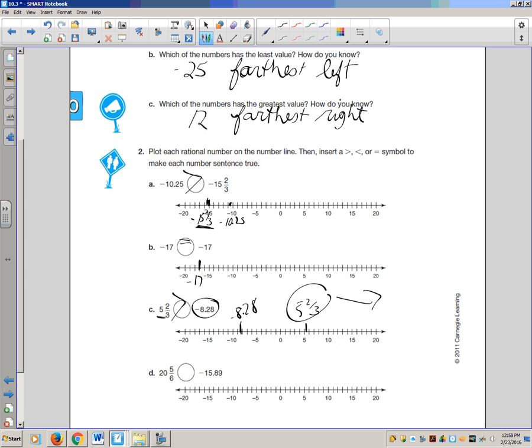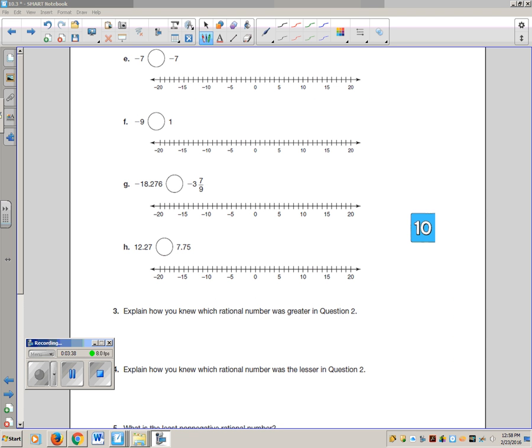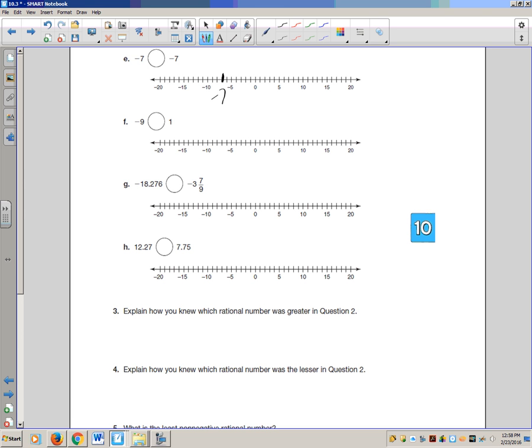D, you have a positive number. One's a negative. Positive's always bigger. 20 5/6 over here. And negative 15.89 less than negative 16. That goes right there. E, two negative 7s. They're both right here. Those are equal. Negative 9 and positive 1. Negative 9 is less than positive 1.